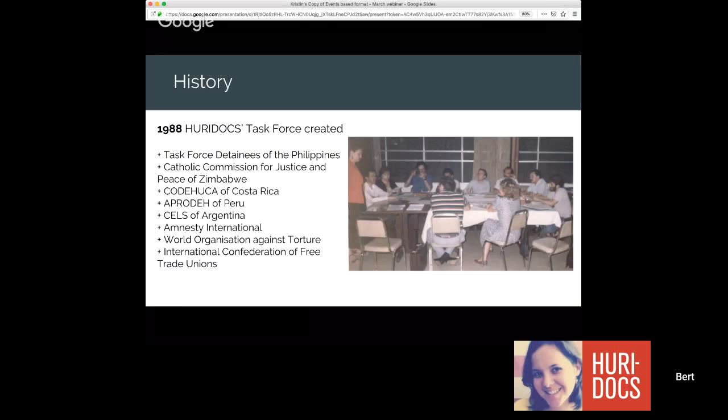Just a little bit of background about how we as HURIDOCS worked on this events method. In 1988, HURIDOCS set up a task force with representatives of human rights groups, which had a broad experience in documenting human rights violations in their own countries. At that time, there were large scale violations, as you may recall, in countries like Argentina, Chile, Peru, Central American countries, Philippines, Zimbabwe. And we also involved organizations that receive a lot of information on cases of violations, which Amnesty International, the World Organization Against Torture, and the International Confederation of Free Trade Unions.